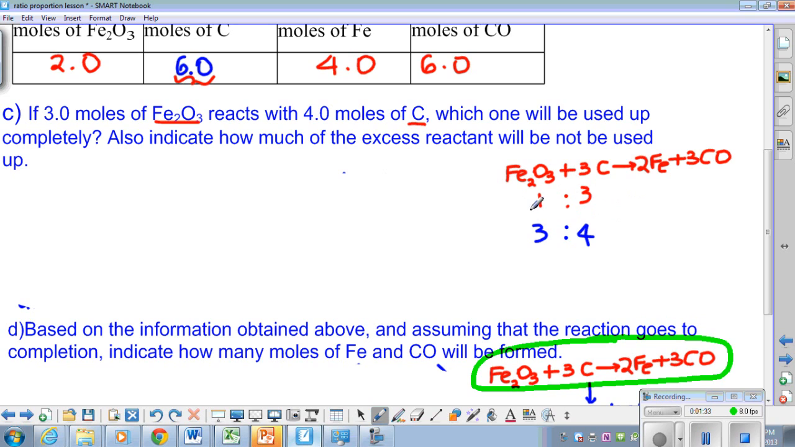If we look at the ratio that's given to us, this is the correct ratio. It has to be 1 to 3. So carbon has to be 3 times as much as iron oxide. We certainly don't have that relationship here, right? If it was 3 times as much, you would need to have a 9 there, but we don't. So what that tells us is we don't have the 9, so carbon will be used up first.